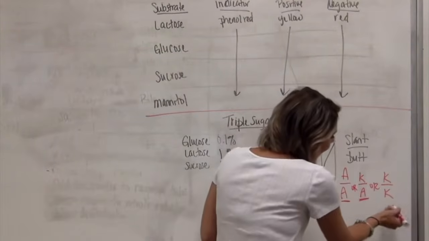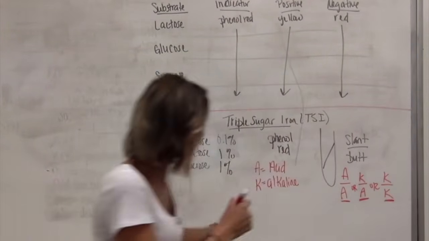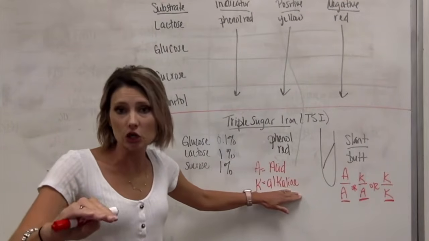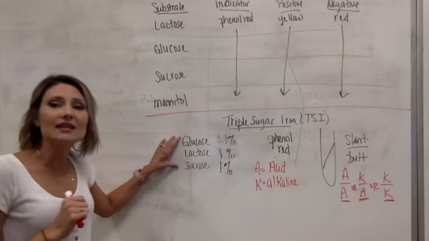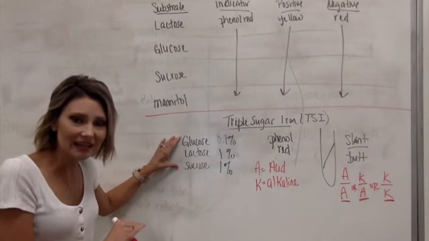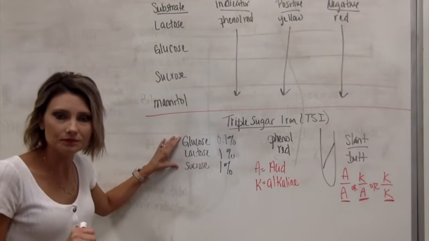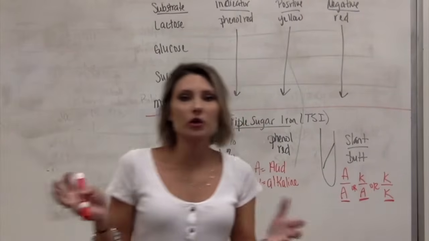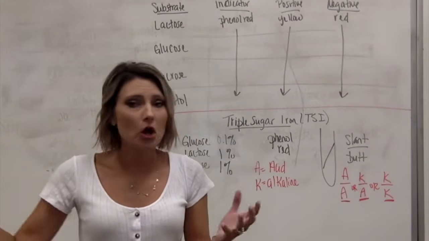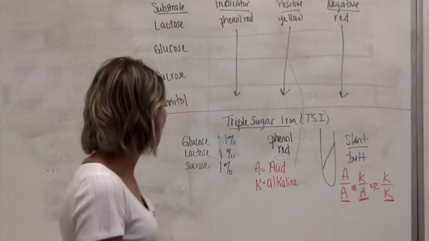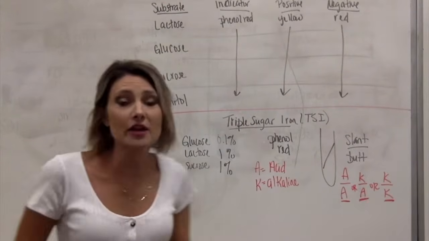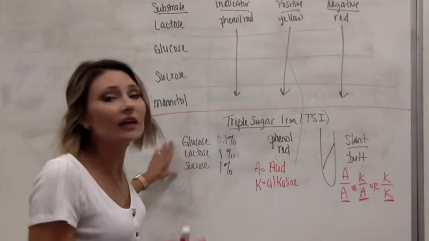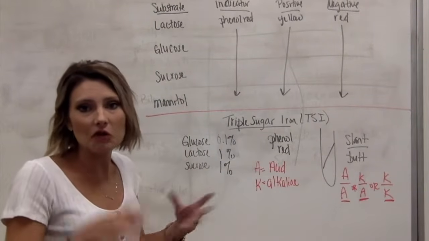And then you can get a K over K tube, which means that no fermentation occurred. So the bacteria did not ferment any of these sugars at all. So the K over K is pretty straightforward. You get an all red tube, no fermentation happens, can't ferment glucose, lactose, or sucrose. Now that doesn't mean that it can ferment, it might be able to ferment other sugars, but it can't ferment these. So that's easy. All red, K over K.